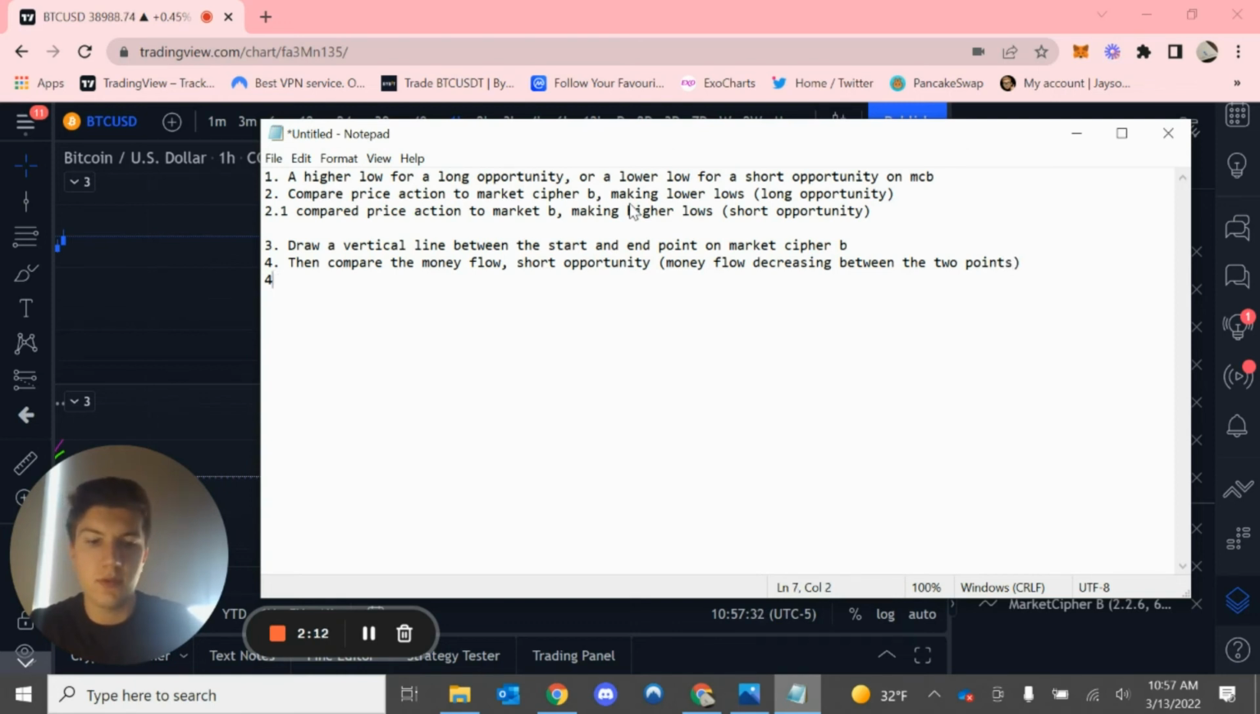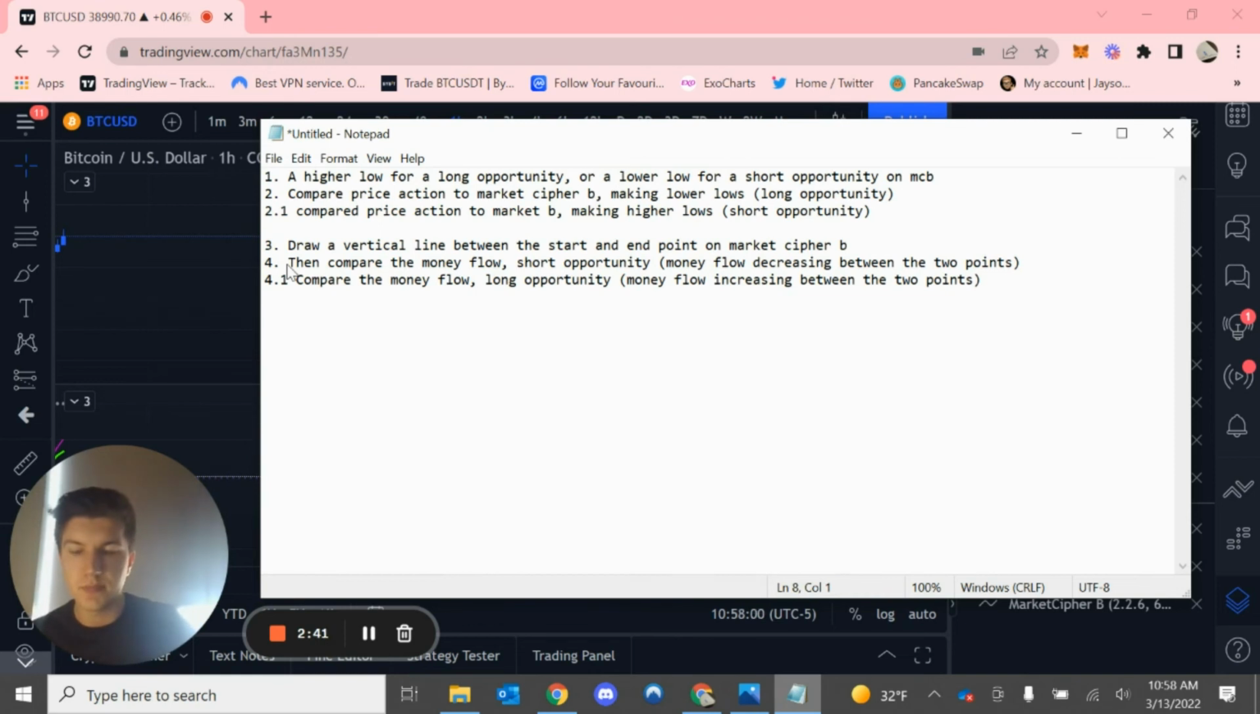And for a long opportunity, you want to compare the money flow. I can't type right now. Compare the money flow for a long opportunity. Let's see money flow increasing between the 2 points.